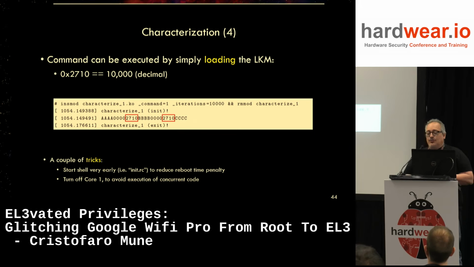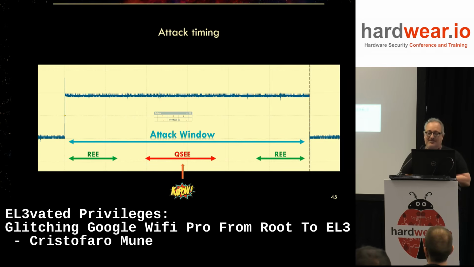So we want to do a couple of tricks. We want to make sure that if we have to reset, this reset needs to be as fast as possible. Speed is everything in fault injection. The faster you are, the more parameters you explore. That's why we decide to start the shell very early, for example in initrd or even in RAM disk if you can, to reduce the reboot time penalty. And we also turn off any other core except one in order to avoid execution of concurrent code. These are small tricks which allow us to have repeatability for characterization.